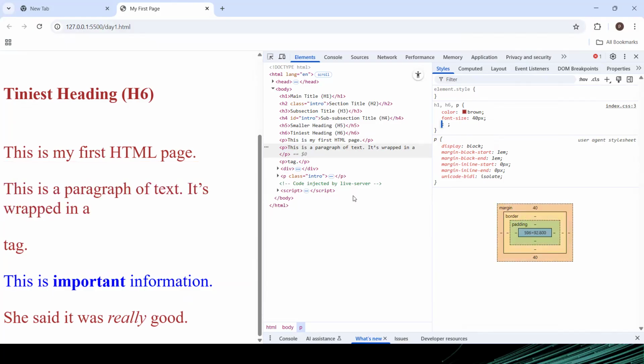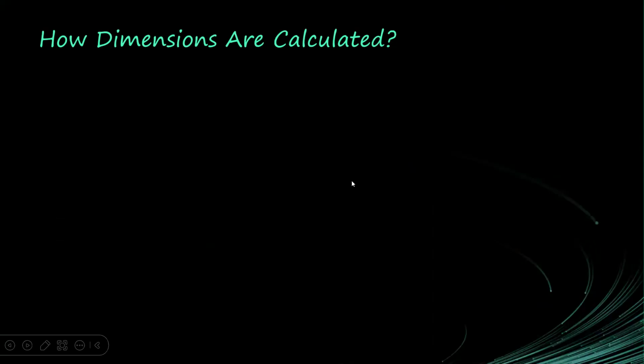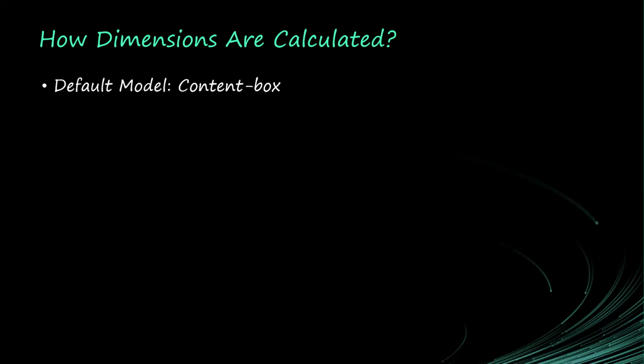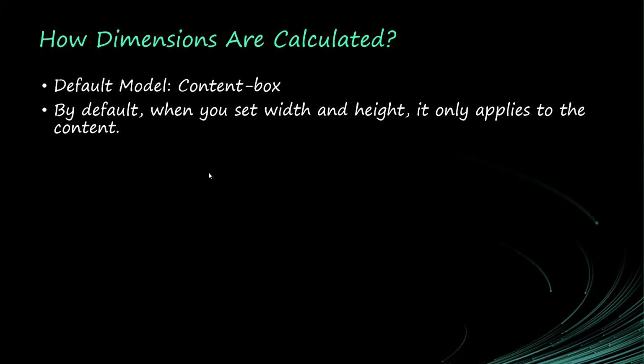Okay, let's continue. So how are dimensions calculated? How do we calculate dimensions? By default, we use what we call the content box. So by default, when you set width and height, it only applies to the content of that element.